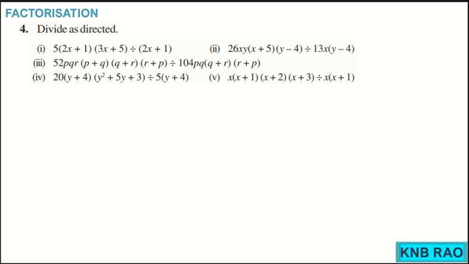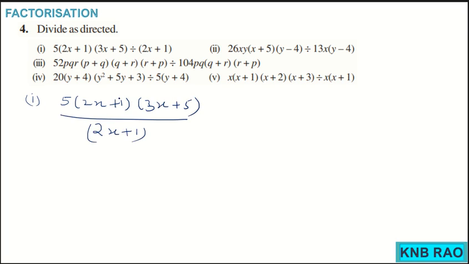Coming to the question number 4. In this main question 4, there are 5 sub questions again. We are asked to divide as directed. It is so easy that in this question number 1 to 5, it is already factorized. What is already factorized? The dividend is already factorized. For example, in first one, 5 into 2x plus 1 into 3x plus 5 whole upon 2x plus 1. So when the dividend is already factorized, straight away cancel it. So leftover factors in the dividend will give the quotient. So the product of leftover factors in the dividend, 5 into 3x plus 5, becomes the quotient.